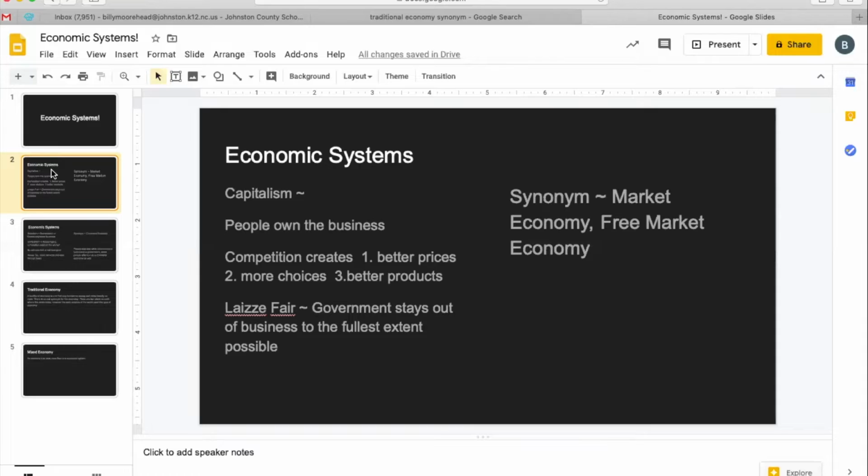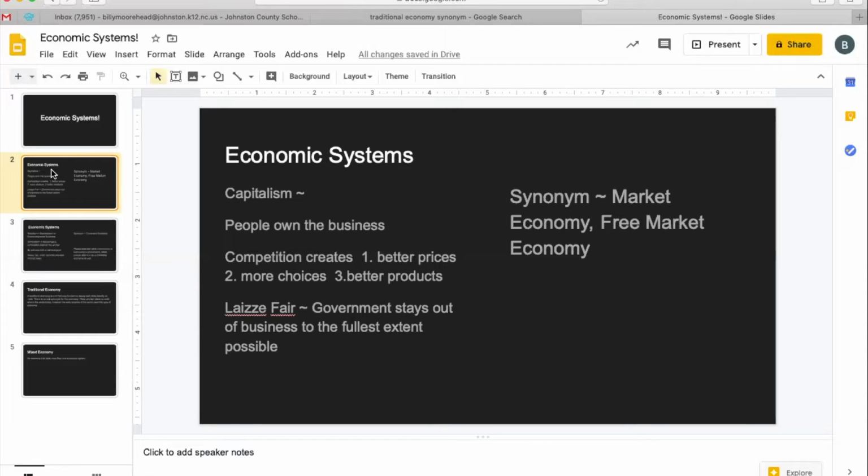Remember that we have our guy, Adam Smith. He came up with the idea that will form capitalism, and he wanted laissez-faire. That means that the government stays out of the business to the fullest extent possible. Now, there were some circumstances where they had the government get involved in business, but he wanted those as rare as possible. Now, a synonym for this is market economy or free market economy.